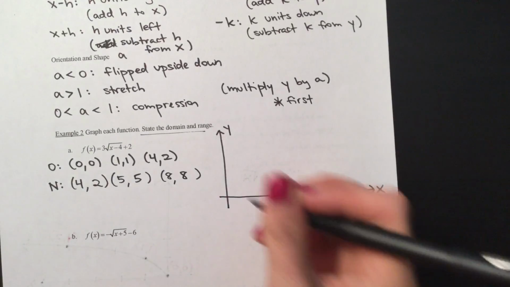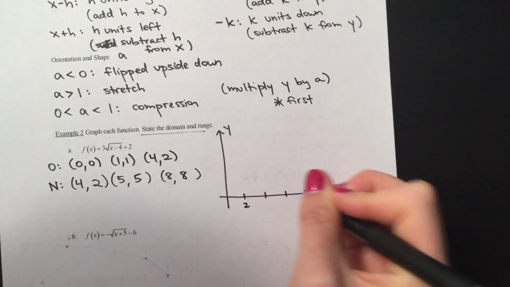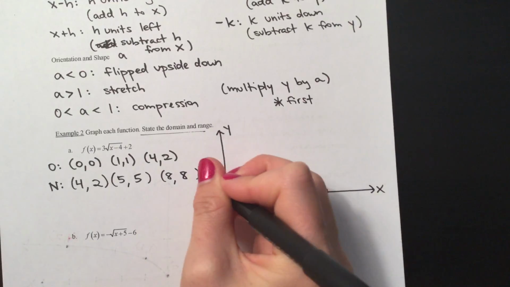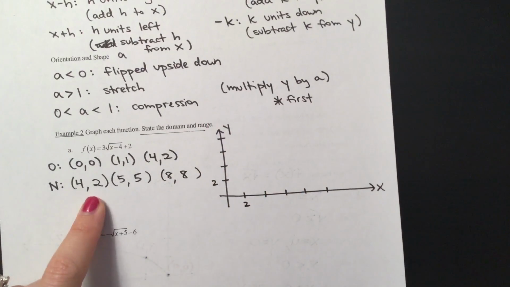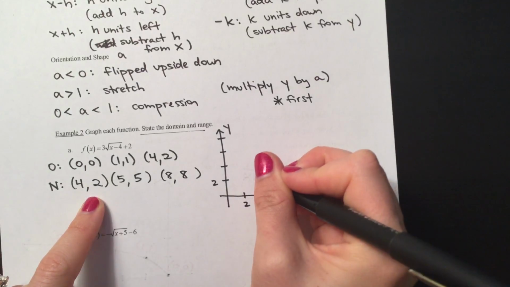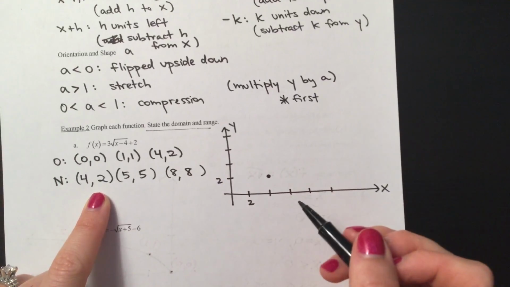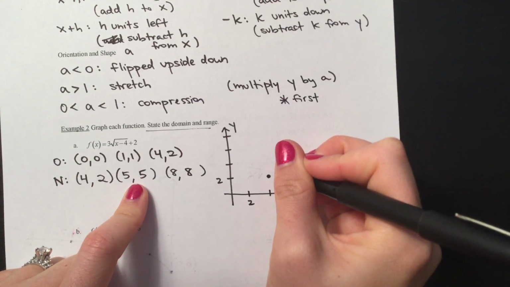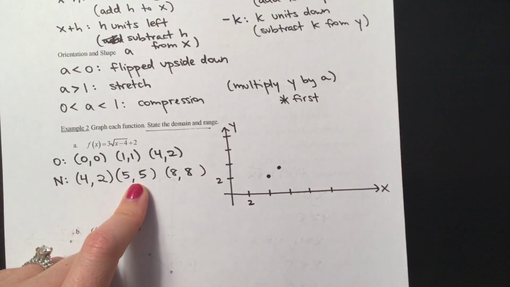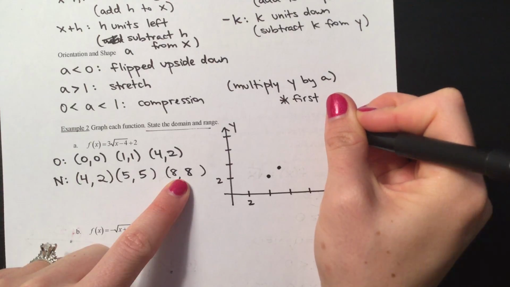Okay, so we're going to scale this 2, 4, 6, 8, 10. Same thing with this. Scale 2, 4, 6, 8. Okay, so we've got the point 4, 2. So here's 4, 2. Now that's the starting point. You're not going to see anything to the left of that point. And then 5, 5 would be right there, kind of right in the middle of these scaled values. And then 8, 8 would be here.